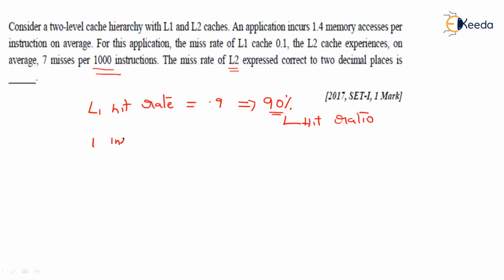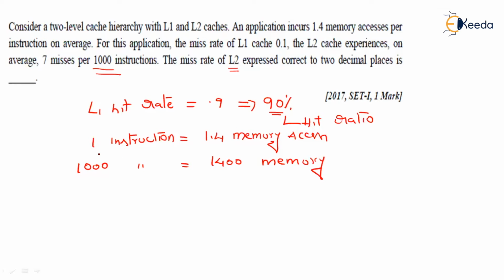Okay, now just go for the instruction execution. One instruction will take 1.4 memory accesses. That means that 1000 instructions will take 1400 memory accesses. If each instruction takes 1.4, a total of 1000 instructions will take 1400 memory accesses. Okay, but there is level 1 and there is level 2.